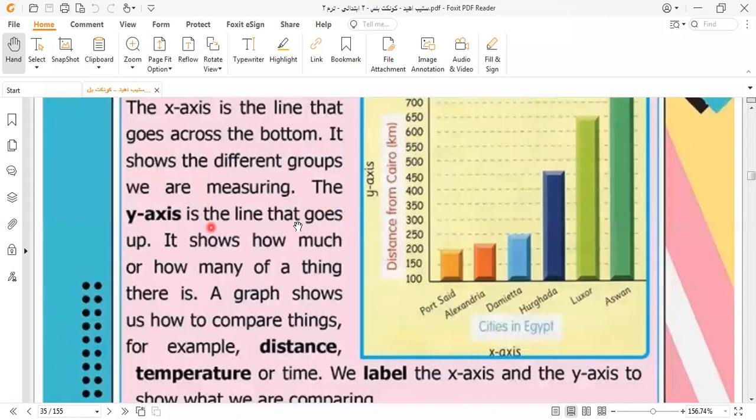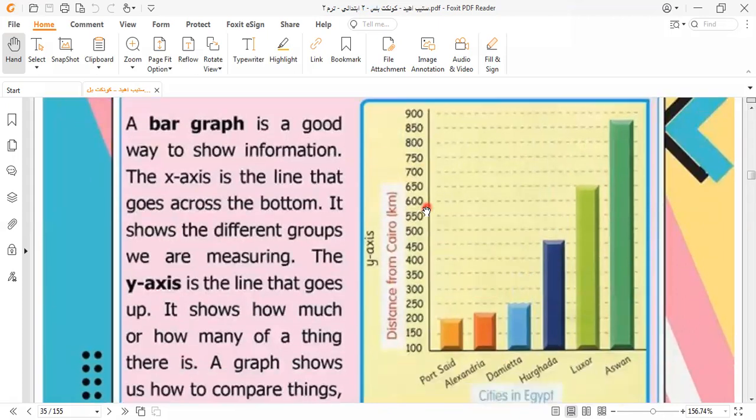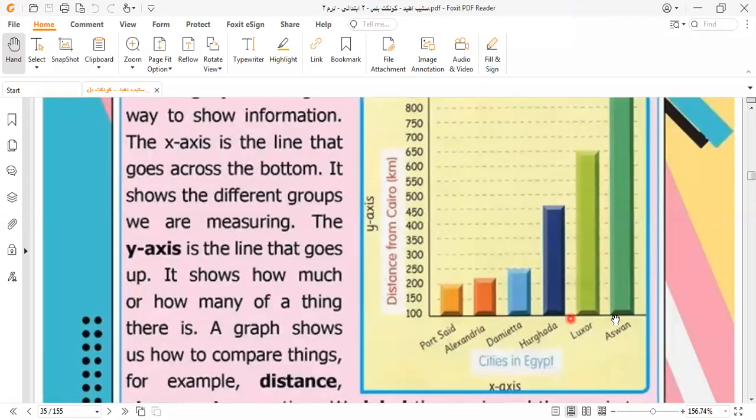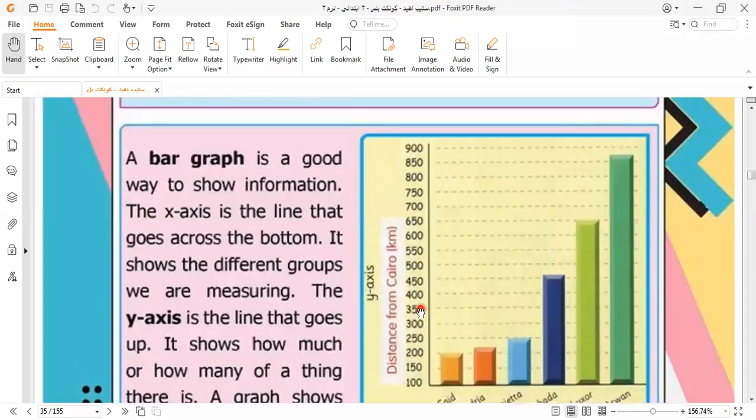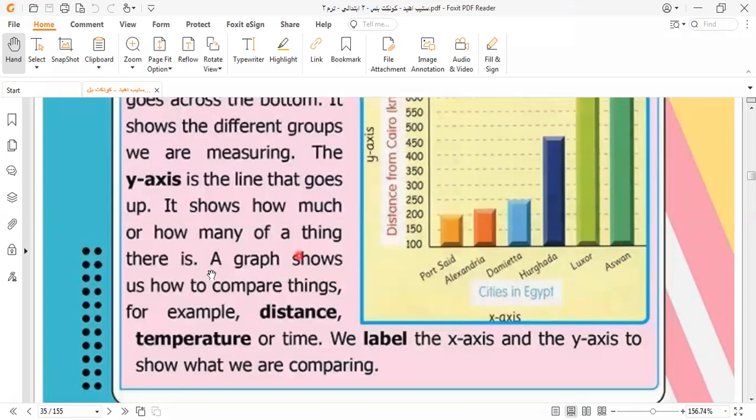The y-axis is the line that goes up. This is the y-axis. Okay. The x-axis is across the bottom. This is called the x-axis, and this is the y-axis. It is the line that goes up. It shows how much or how many of a thing there is.